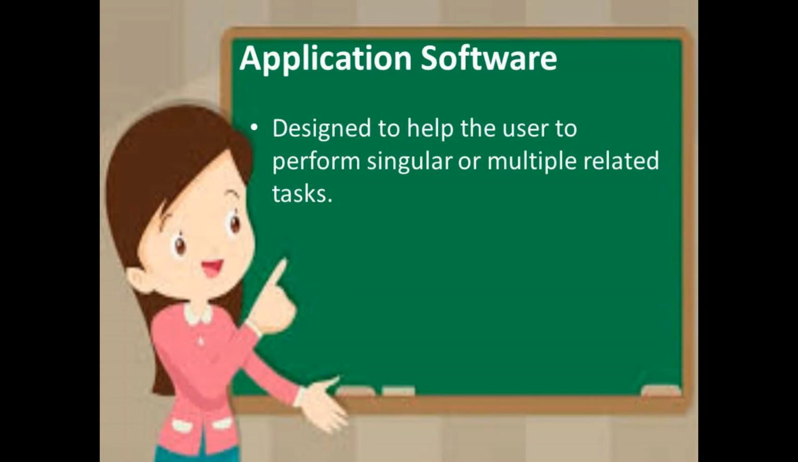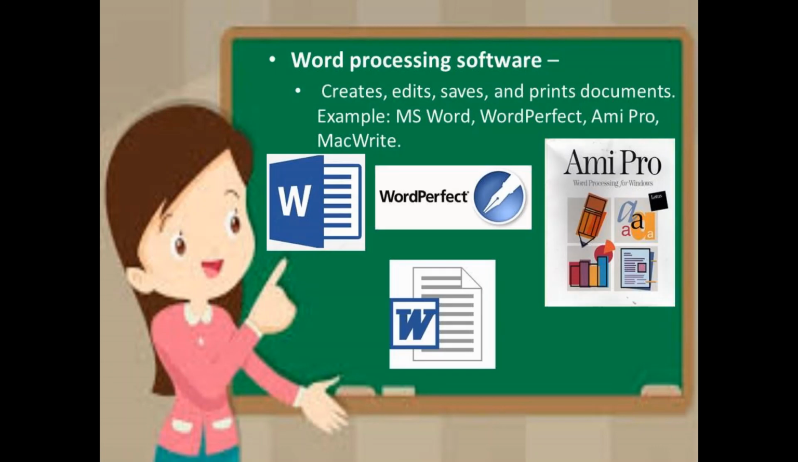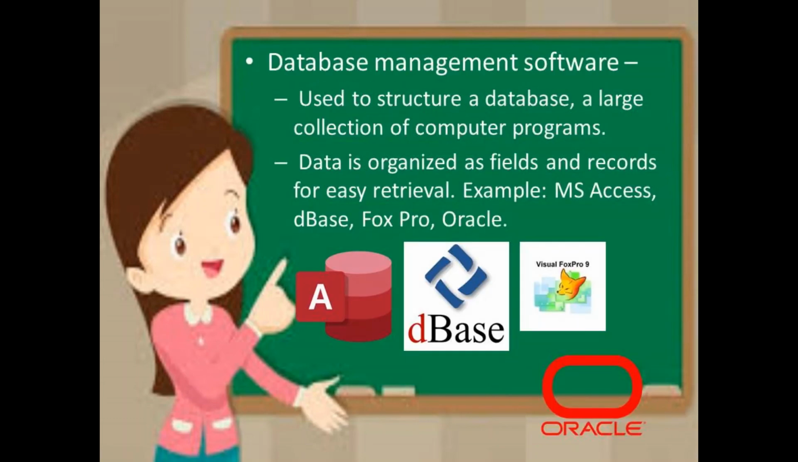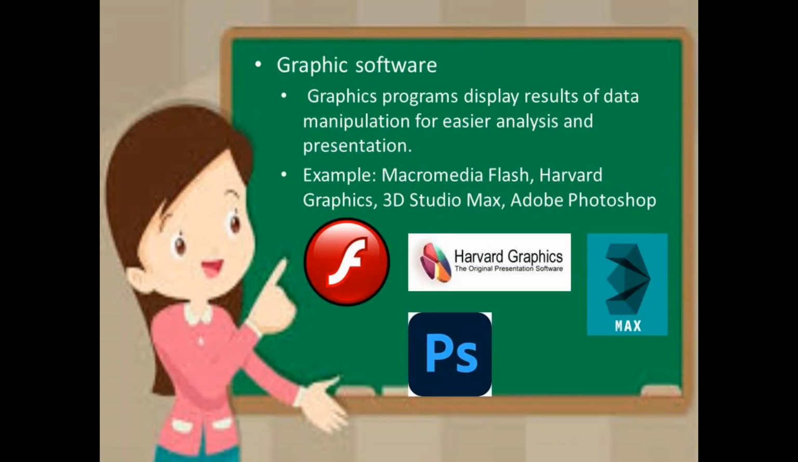Application software is designed to help the user perform a singular or multiple related tasks. Examples of application software are as follows: word processing software, spreadsheet software, database management software, and graphic software.